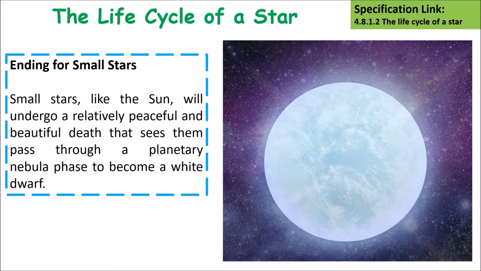If we look at how some stars end, small stars like our Sun will undergo a relatively peaceful and beautiful death that sees them pass through a planetary nebula phase and become a white dwarf.